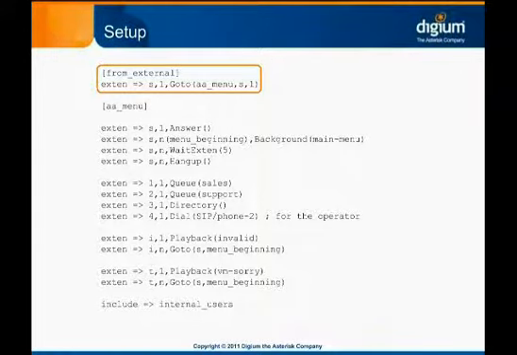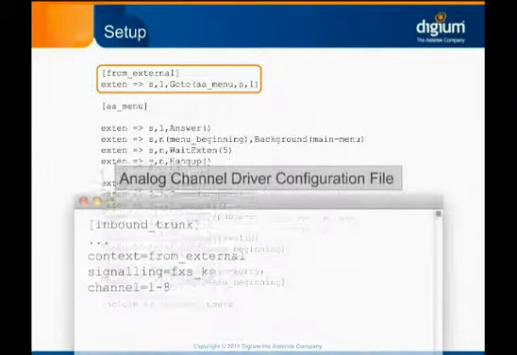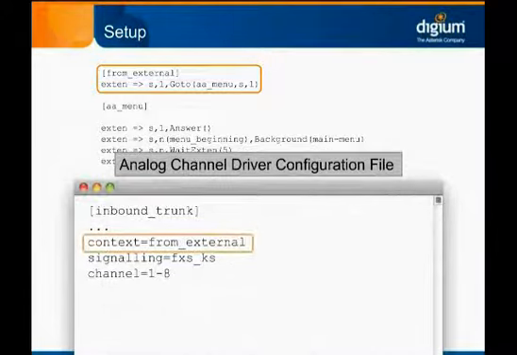Inbound trunks are configured in the configuration file for the technology the trunk uses. Remember that the context parameter defines where in the dial plan incoming calls will be routed, so make sure the context name is set appropriately. Here we have a trunk named inbound trunk, set to the from external context. We're showing a simple configuration example for a typical analog line.